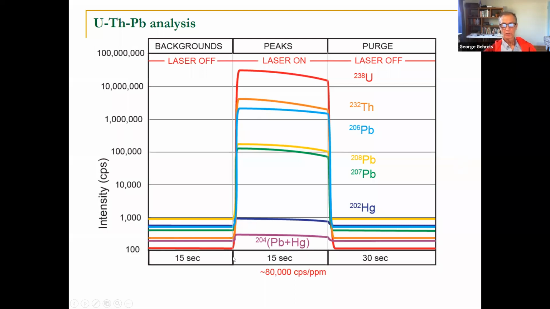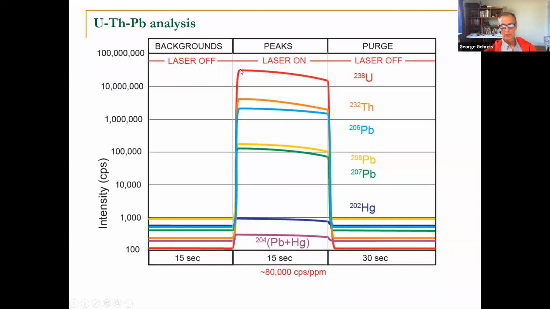So then you fire the laser right here. We might fire the laser for about 15 seconds. See lots of 238, a little bit less 232. You see some lead, 206, 207, 208. You see some 204 down here in purple. You see some mercury. This is the challenge. There's mercury 202 and 204.